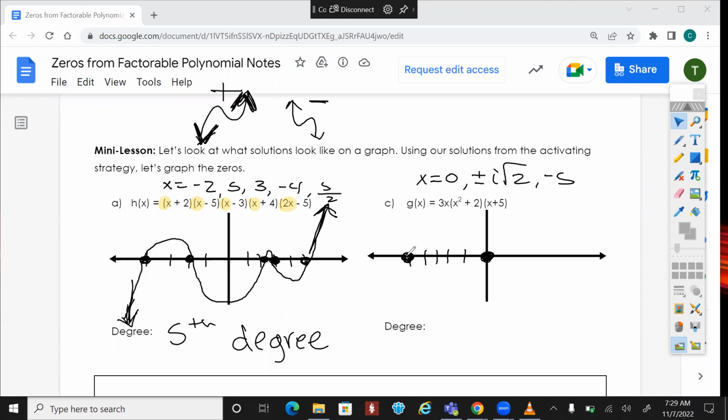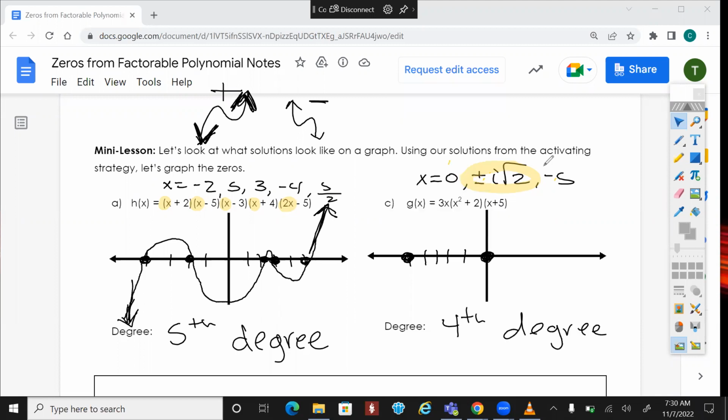Now, the problem is I can't plot that complex solution, right? This complex solution right here does not lie on the x-axis. Like it doesn't touch the x-axis. Okay, that's what makes it complex, right? So when I draw my line, okay, this is going to be what type of polynomial? What degree is it? Well, we've got how many solutions? 1, 2, 3, 4, right? So we know that this is a 4th degree polynomial.